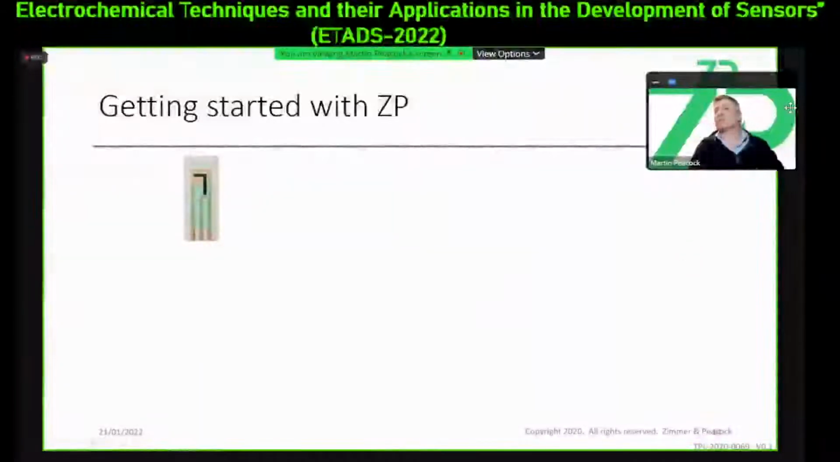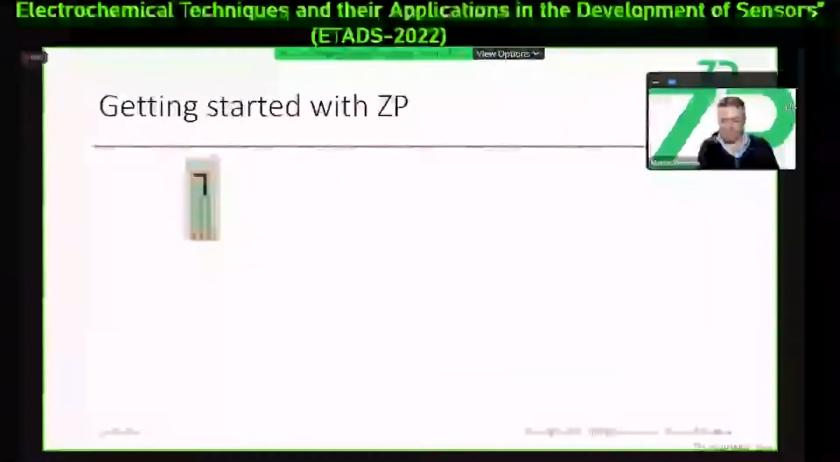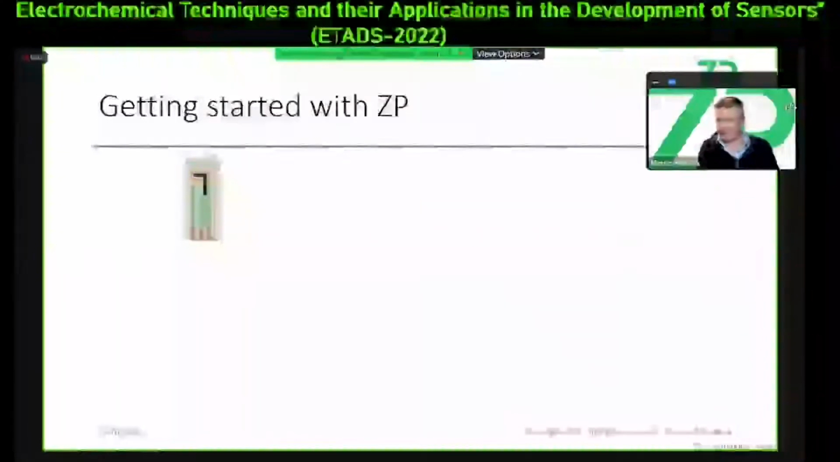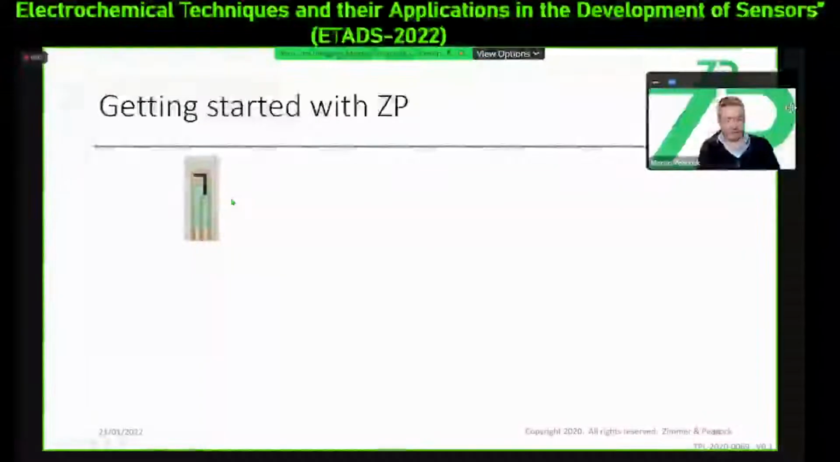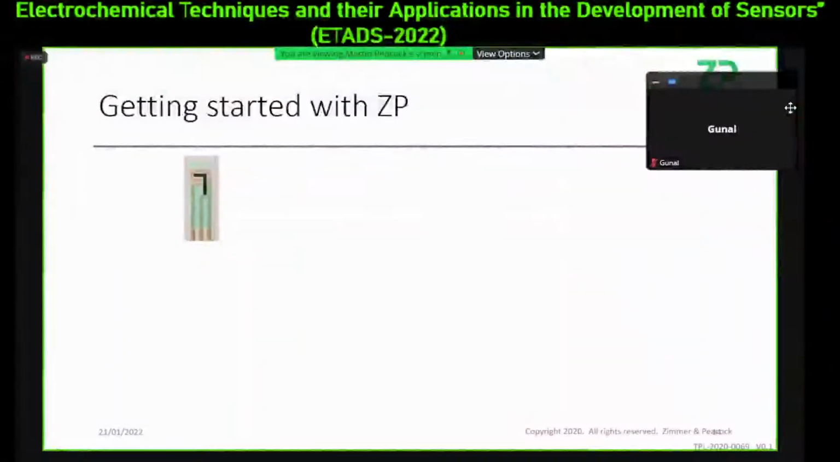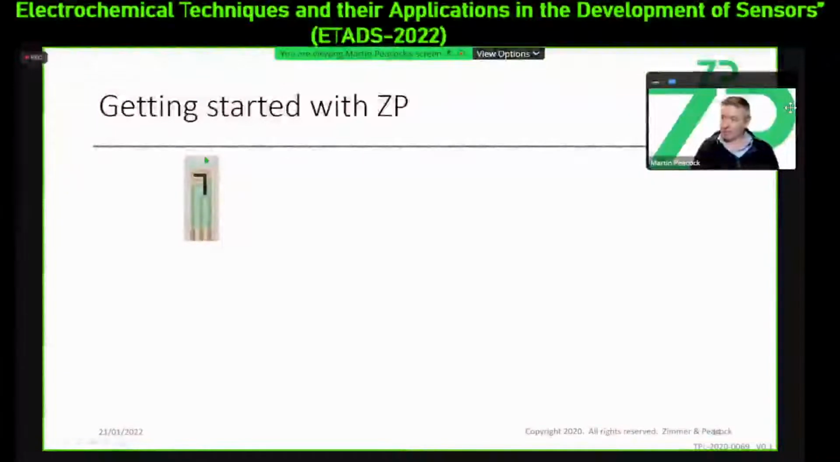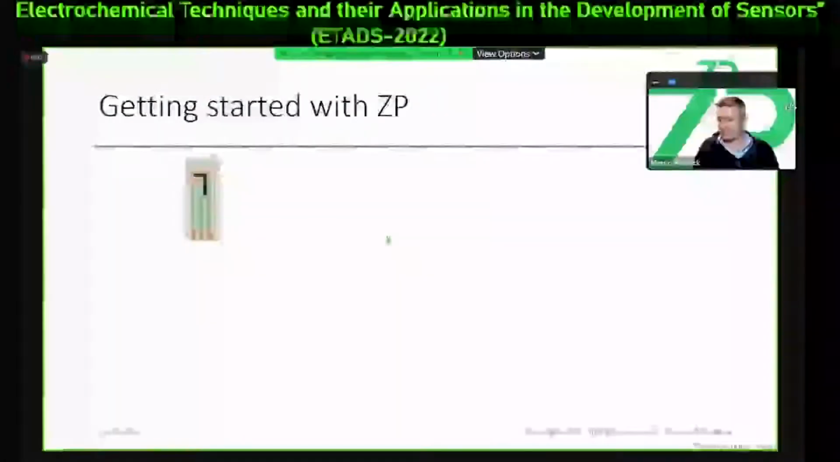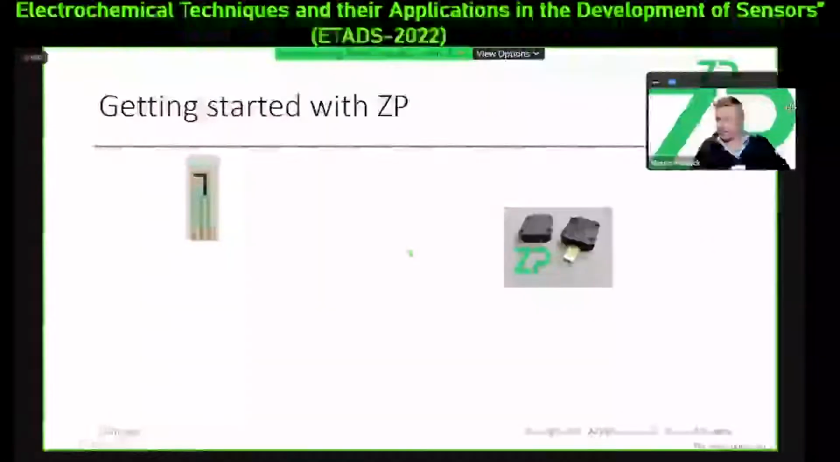To get started with Zimmer and Peacock, often if people are doing biosensor development, one of the first places to start is the screen printed electrode. At ZP, we manufacture a whole range of screen printed electrodes: platinum, gold, graphene, and graphite. Our top selling screen printed electrode happens to be a graphite electrode. I'll talk about that in some detail.